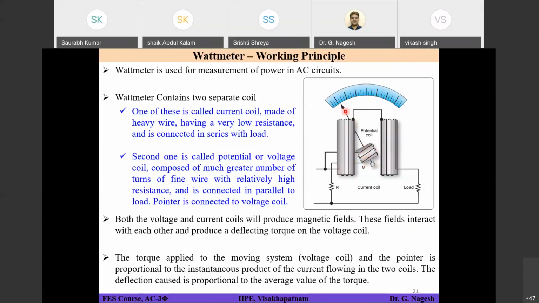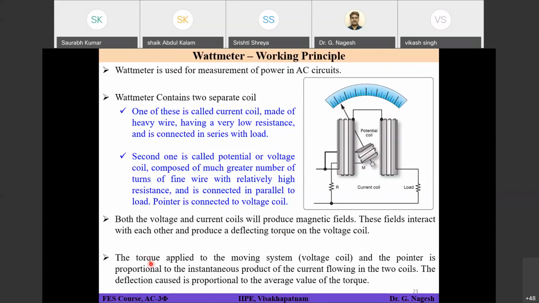So obviously when it deflects, it will give you some indication or some reading on your meter, which you can understand is the power it is showing. Basically, the interaction of the two magnetic fields will result in a force on the potential coil, which will be showing you some reading.